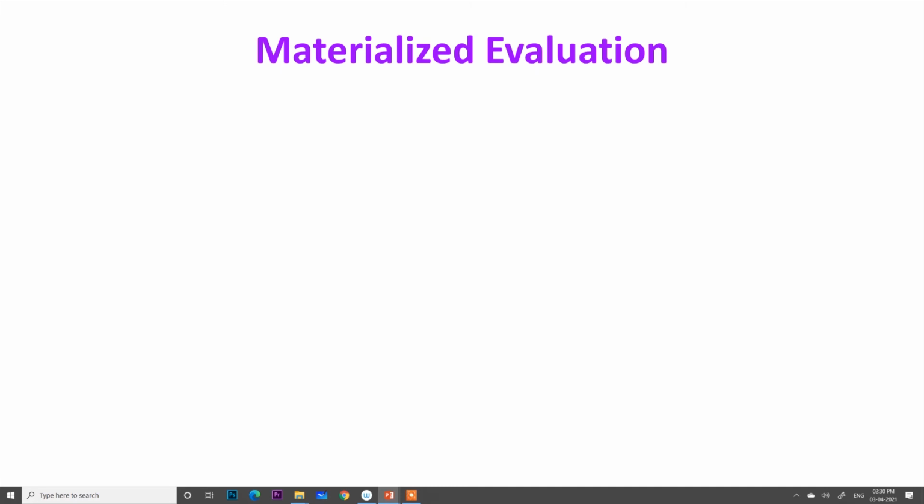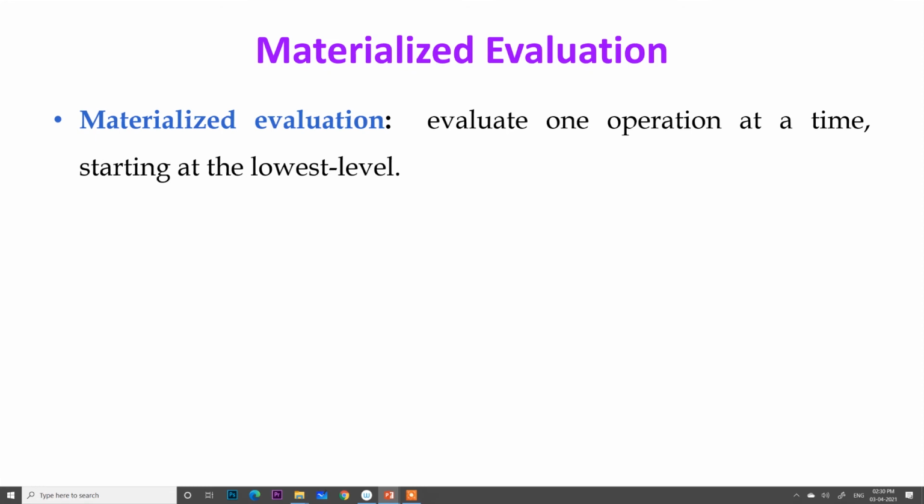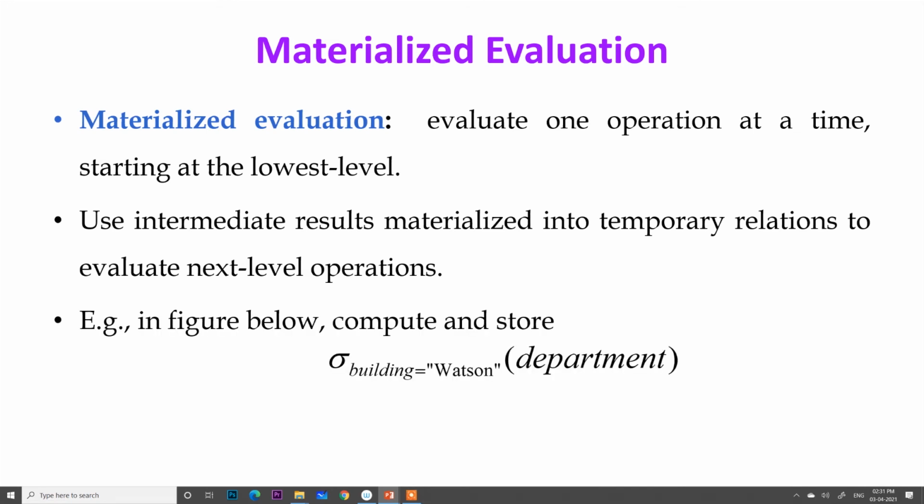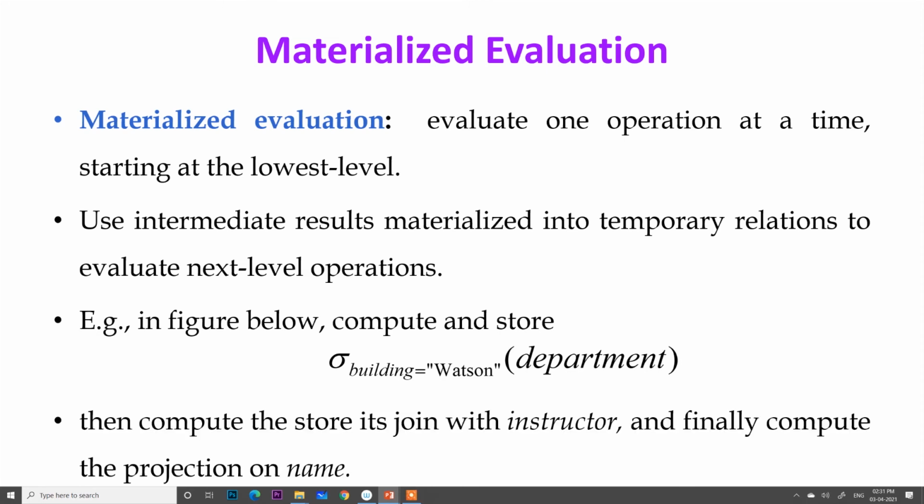Next we are going to see materialized evaluation. Materialized evaluation means we evaluate the operations one at a time, starting at the lowest level. We use the intermediate results, materialized into some temporary relation, to evaluate the next level operations. For example, in the figure below, compute and store. I have given a relational algebra expression here, and I am going to construct a parse tree for this, so we will know how to evaluate this query using materialized evaluation.